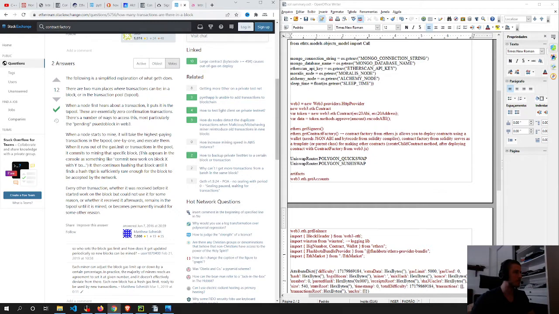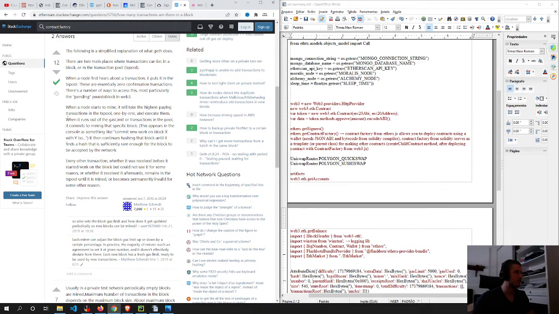There's a number of ways to access this, most particularly the pending block in Web3. When a node starts to mine, it will take the highest paying transactions in the transaction pool, one by one, and execute them. When it runs out of the gas limit or transactions in the pool, it commits to mining that specific block. This appears in the console as something like "commit new work on block X with Y transactions". It then continues hashing that block until it finds a hash that is sufficiently rare enough for the block to be accepted by the network.